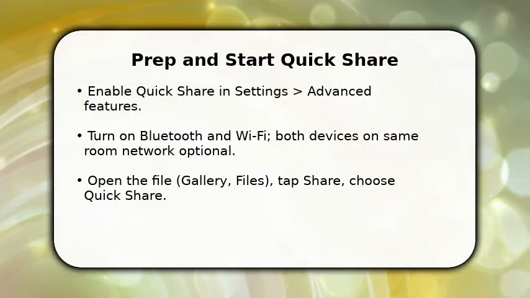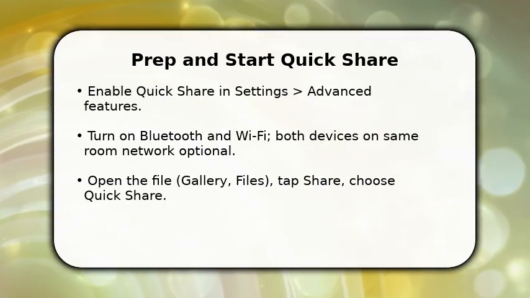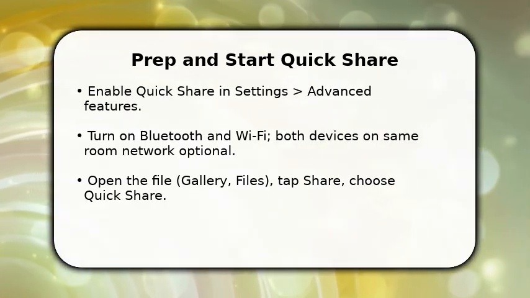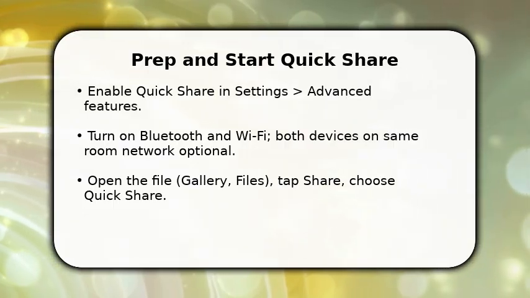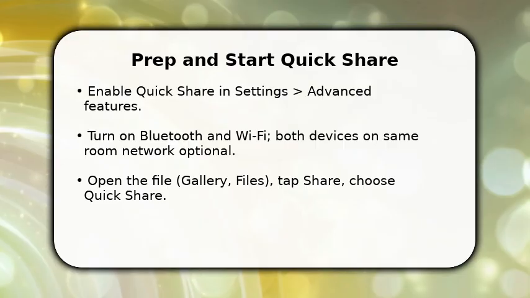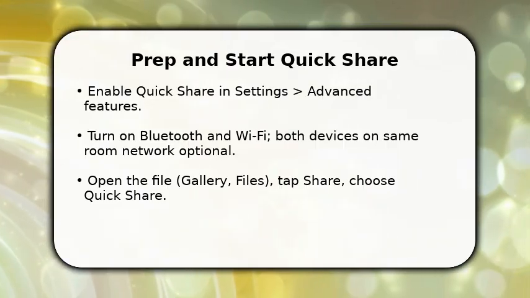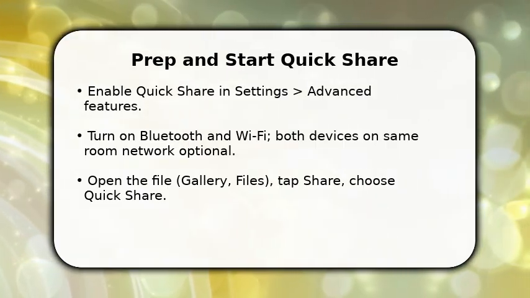You begin by turning QuickShare on and enabling Bluetooth and Wi-Fi. QuickShare uses both for discovery and fast transfer. Once done, open the file you want to send, tap the share icon, and select QuickShare from the menu. Make sure both phones are unlocked and screen on so they can be discovered.